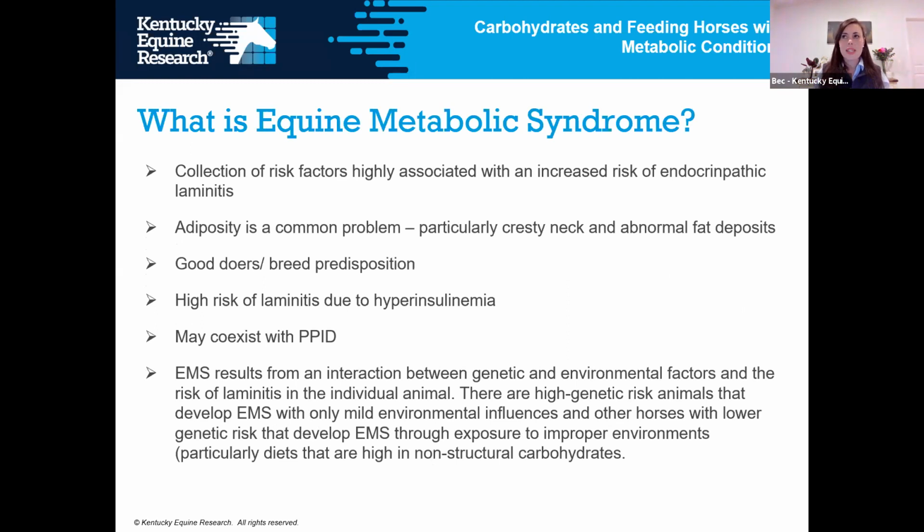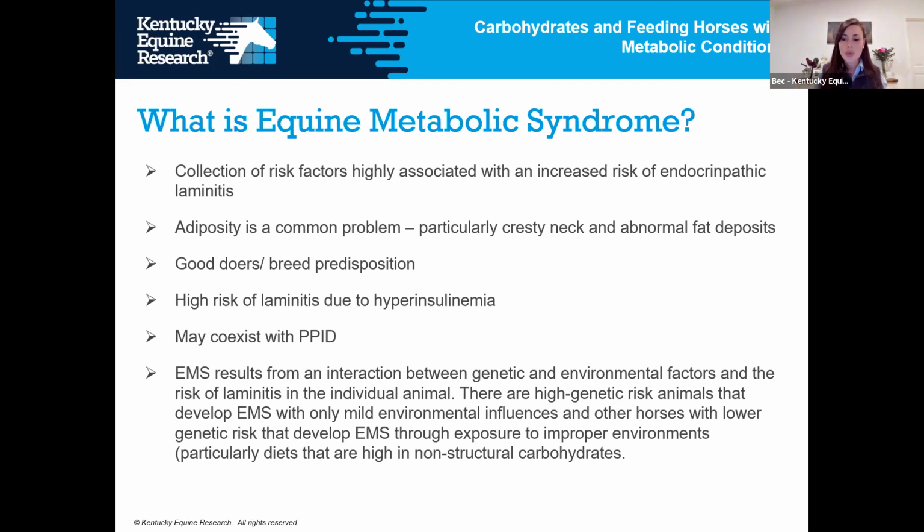Now, metabolic syndrome is the other one that we need to just briefly define. And this is a bit tricky because it's really a collection of risk factors that are highly associated with this endocrinopathic laminitis. So adiposity or body fat is a very common link, particularly a crusty neck and some abnormal fat deposits over the horse. Obviously, very good doers and breed predisposition come into play here. And just thinking about that diagram that we just looked at with the three things down the side, we did have breed predisposition and body condition score and exercise as really key factors to look at for metabolic syndrome.